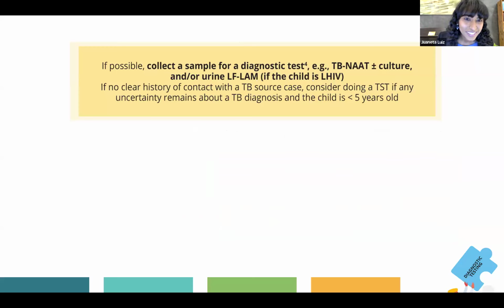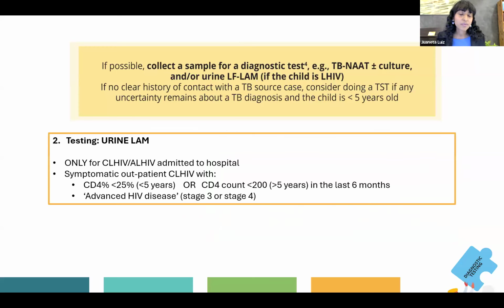Okay, and then urinary LAM is another big question that many have. Just to clarify, urinary LAM is only for children and adolescents living with HIV admitted to hospital. And if you've got a symptomatic outpatient child that's living with HIV, you would perform the LAM only if the CD4% is less than 25% in those under 5, or if the CD4 count is less than 200 in those over 5 years in the past 6 months, or if there's either stage 3 or stage 4 defining illnesses.